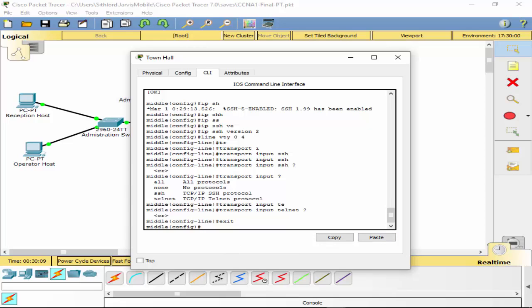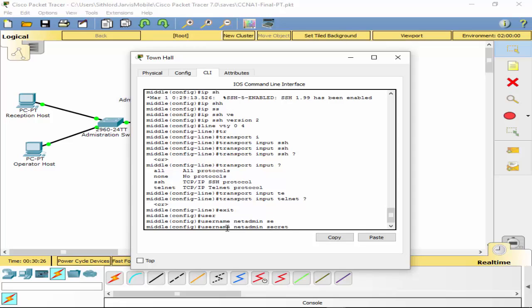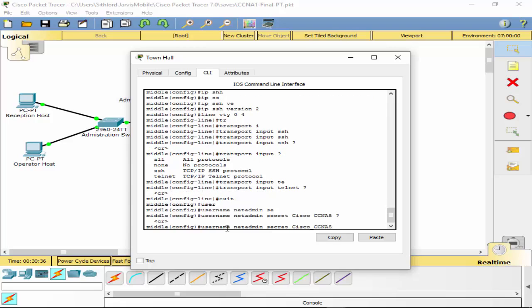So our next deal, because we're not using any kind of AAA authentication, we could do that for this SSH, but we're just going to use our local account. So we're going to make a new account. We're going to say username netadmin and use a secret password of Cisco_CCNA5. And they want the highest privileges.